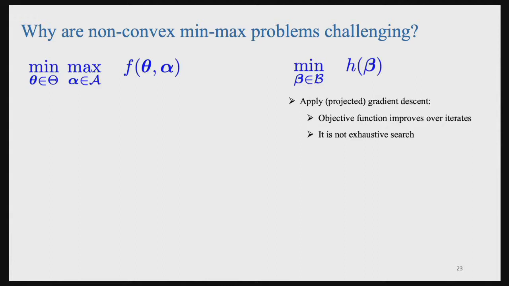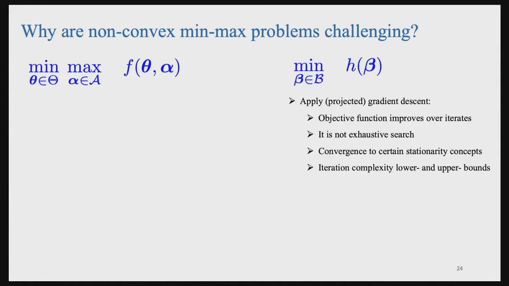We even have convergence guarantees. The theoretical lower bound is well understood. We know the basic optimization theoretical lower bound, and we know that gradient descent actually matches the lower bound. So for iteration complexity, we know both the lower and upper bounds.